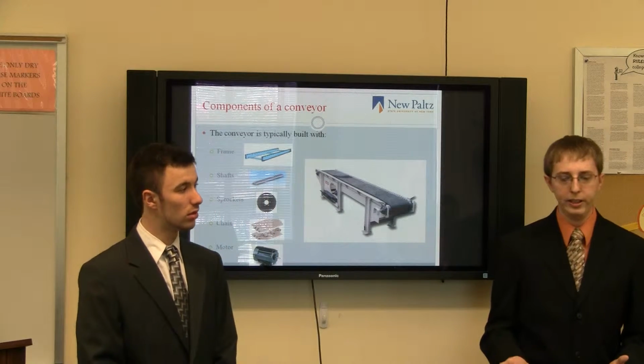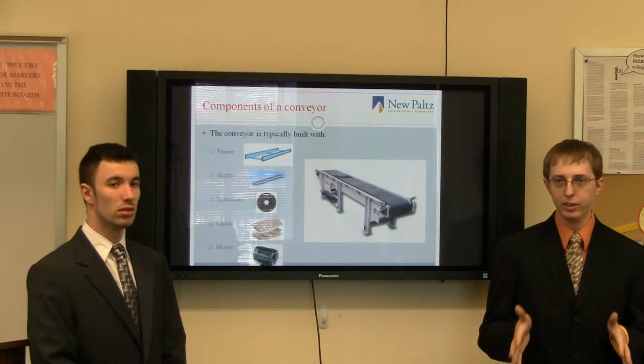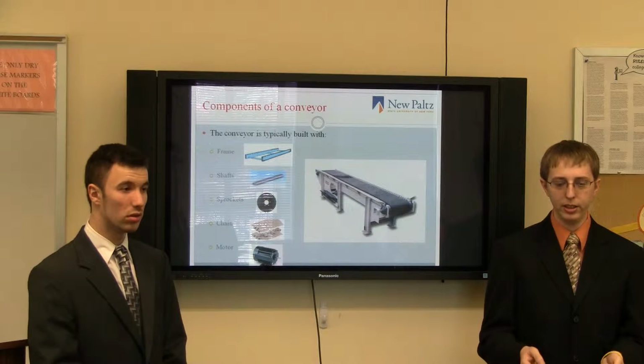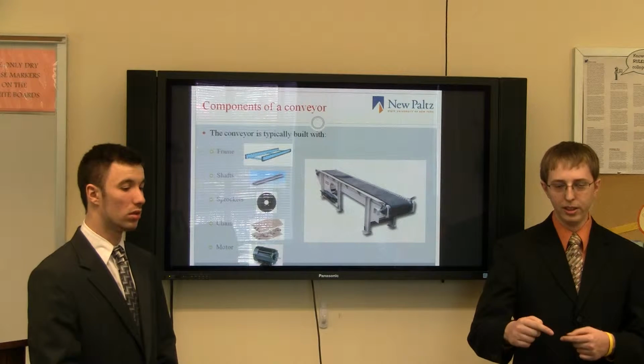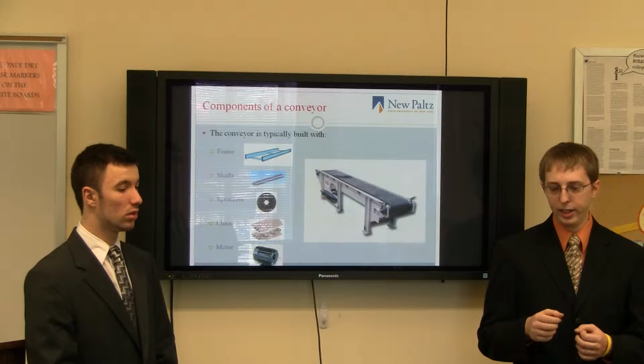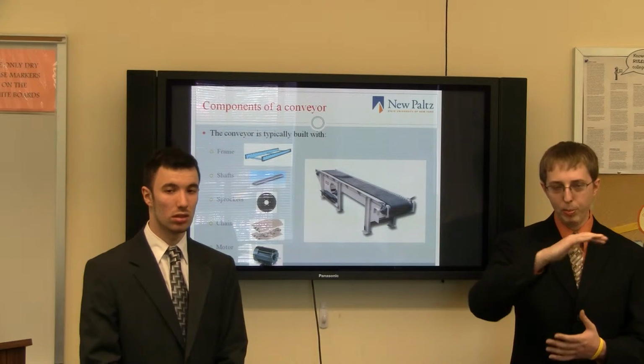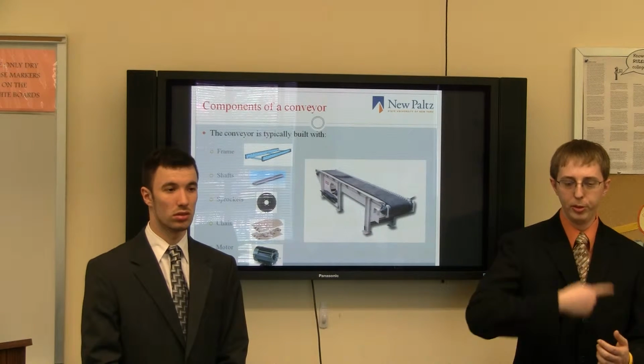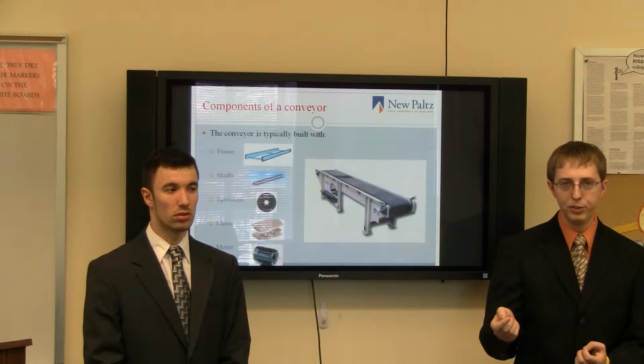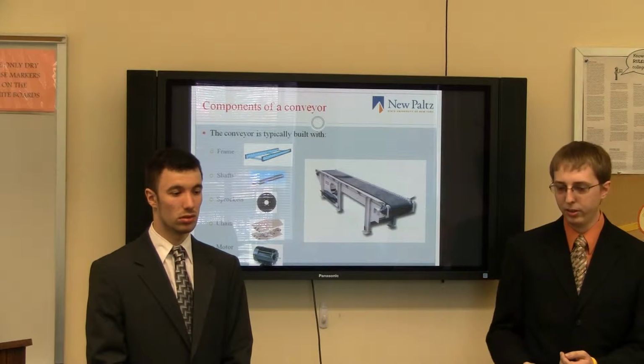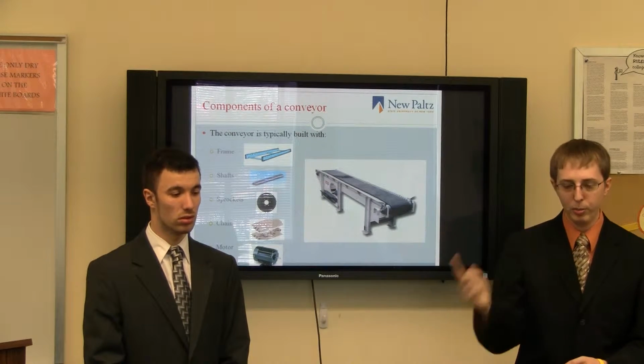Typically, a conveyor is built with a frame that supports the whole structure, and then has two shafts that hold sprockets on either end. On top of the sprockets, there's a chain that wraps around. One of the shafts is driven by a motor, which powers the conveyor belt forward.